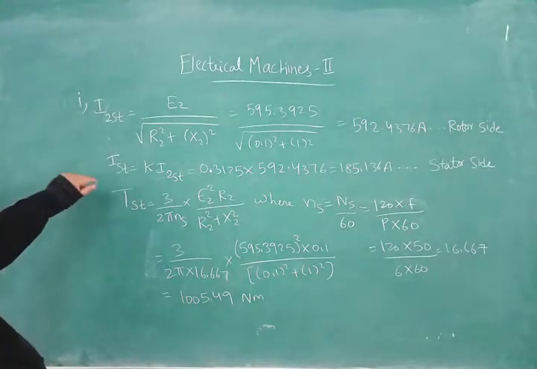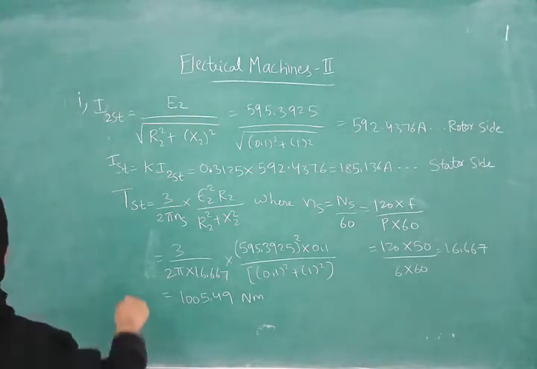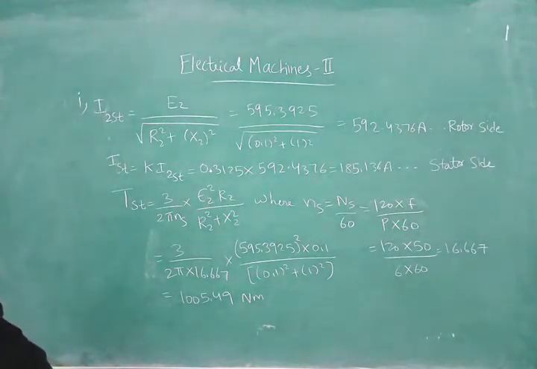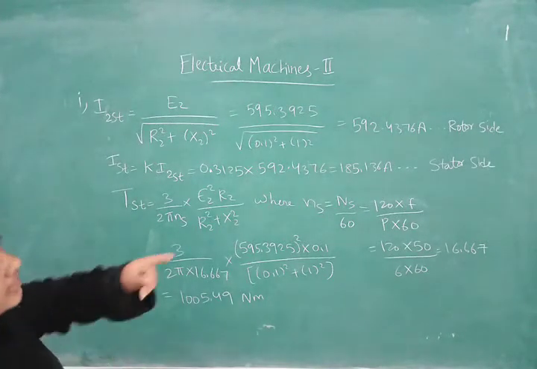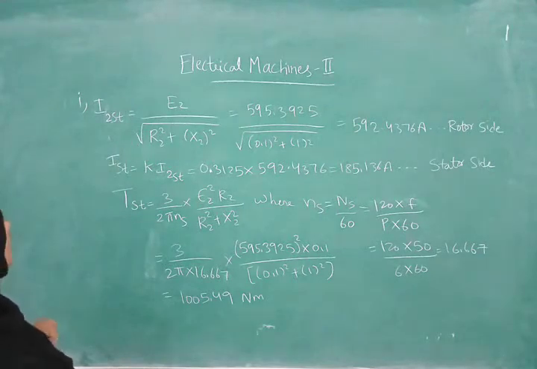So first bit, we have to find out the current and torque at starting with slip rings short circuited. So I2 starting, that is at rotor side, we are finding out, and also at stator side we are finding out the starting current.